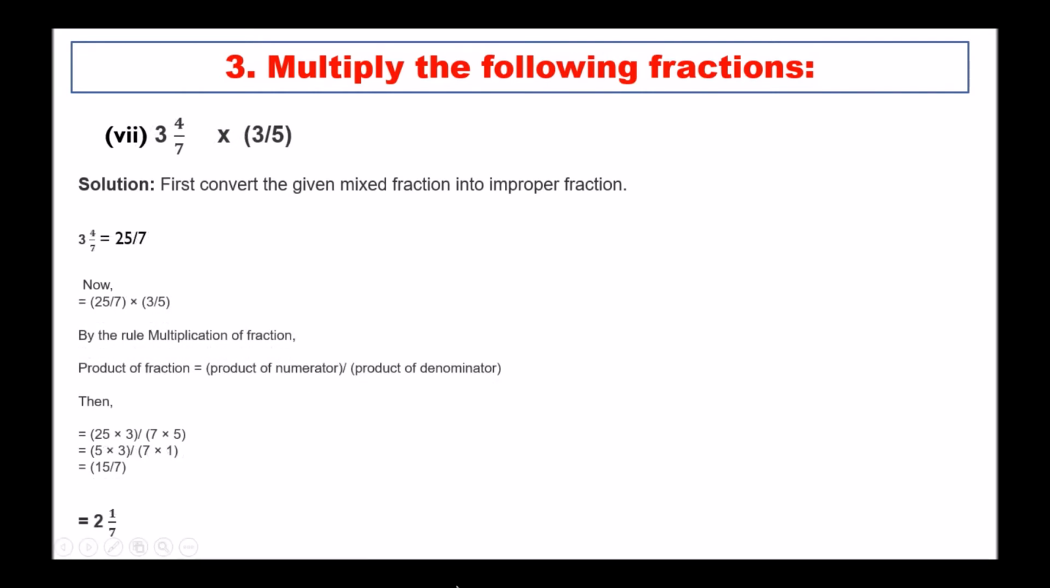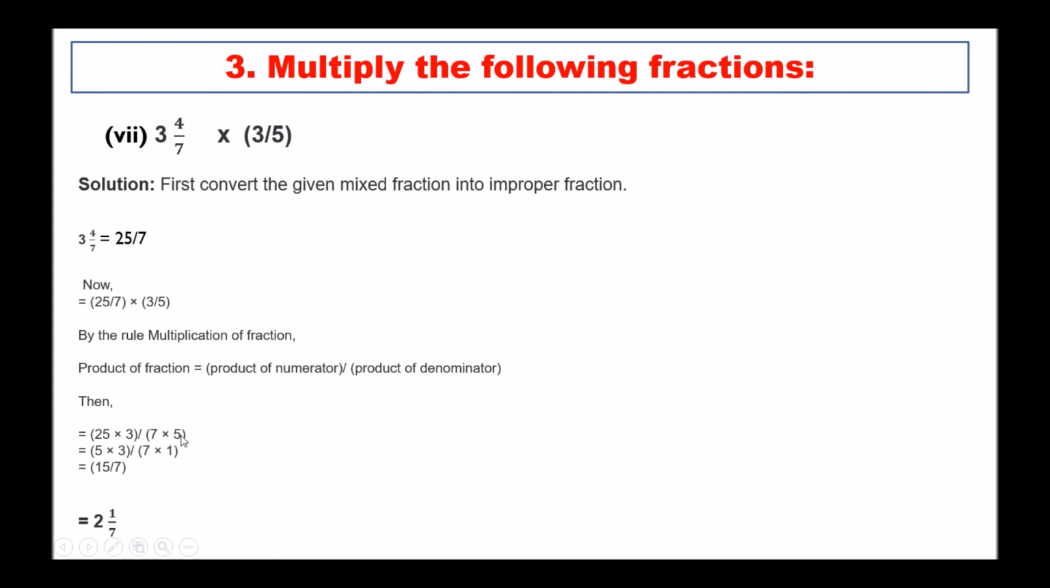Next, 3 and 4 by 7 into 3 by 5. First we will convert this 3 and 4 by 7 into an improper fraction, that is 25 upon 7. 25 upon 7 into 3 by 5. We will use the rule of multiplication of fractions, that is the product of numerators over the product of denominators. So the numerators here are 25 and 3, so 25 into 3, and the denominator is 7 into 5. So 25 into 3 divided by 7 into 5.